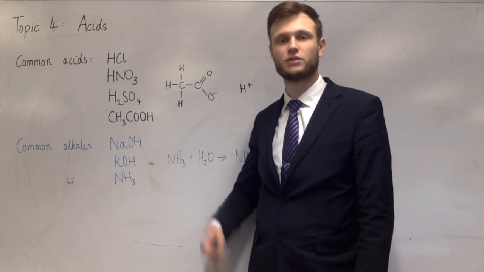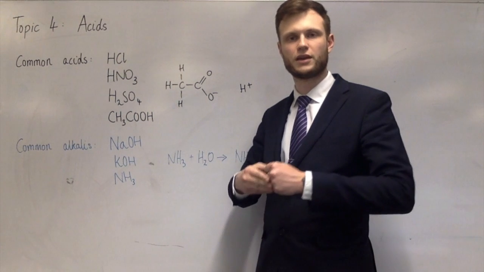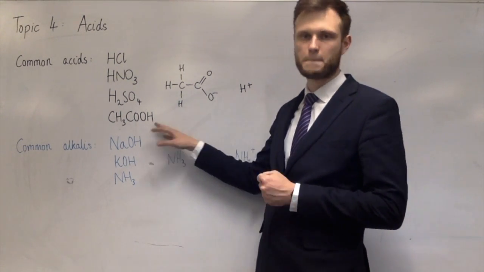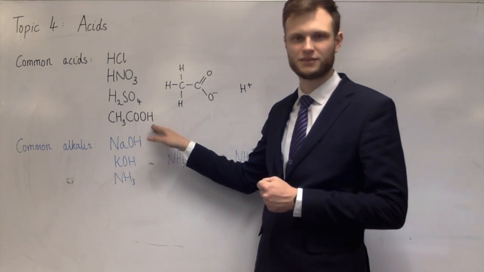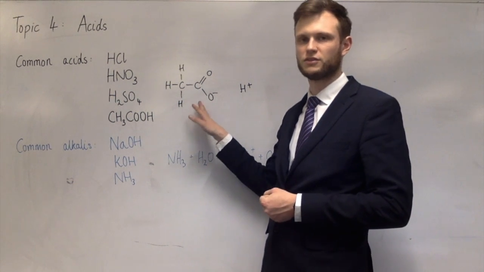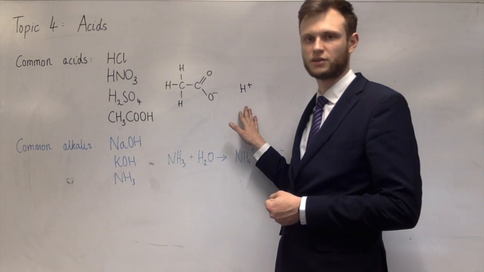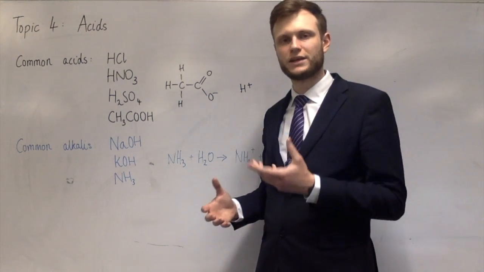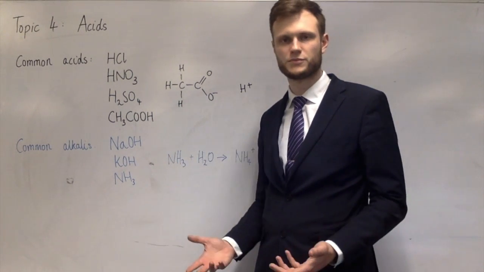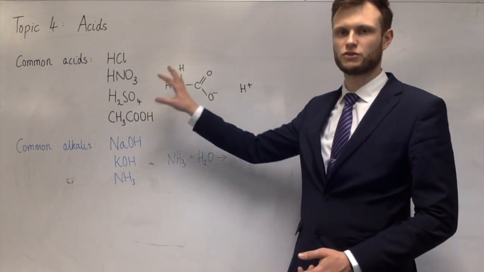A weak acid only partially dissociates, which means that only some of the hydrogen ions are lost into the solution. Ethanoic acid is a weak acid. Most of the ethanoic acid stays as CH3COOH, and only a few, about 1 in 10,000, split up to form ethanoate and a hydrogen plus ion. You also get strong and weak alkalis. These two are strong alkalis, this is weak. Same definitions apply, but they're asked about much less frequently, so concentrate on the acids.